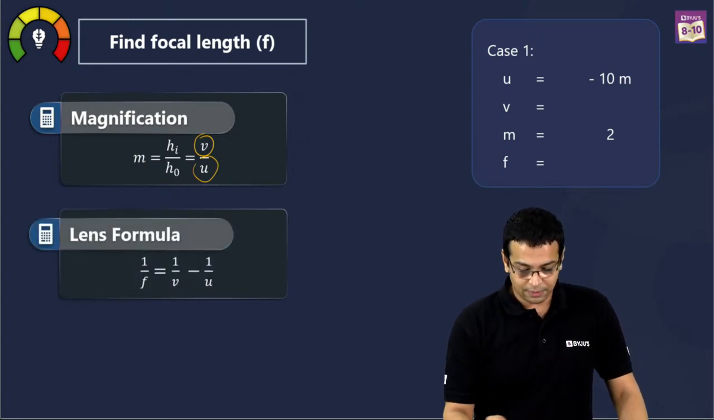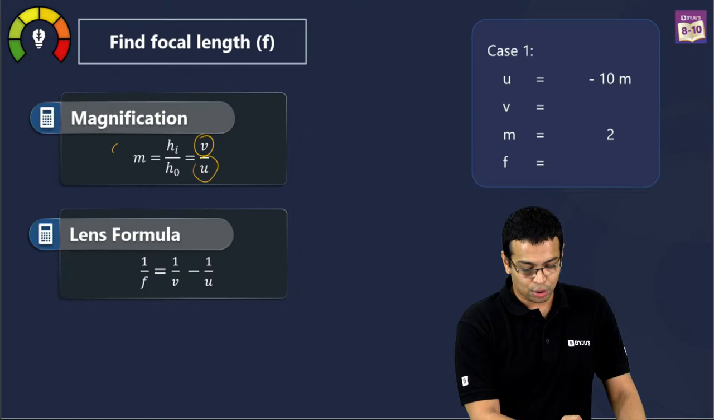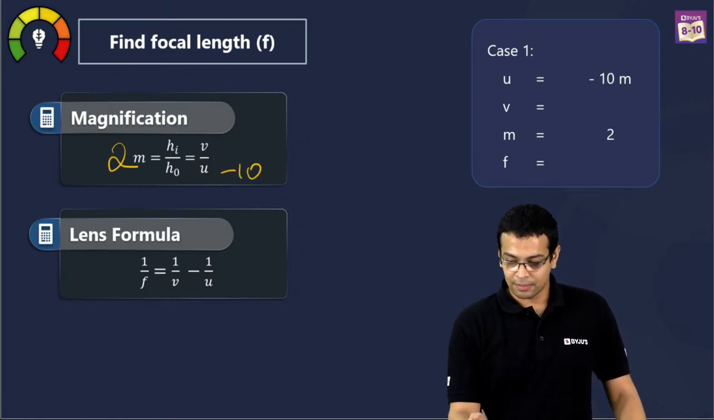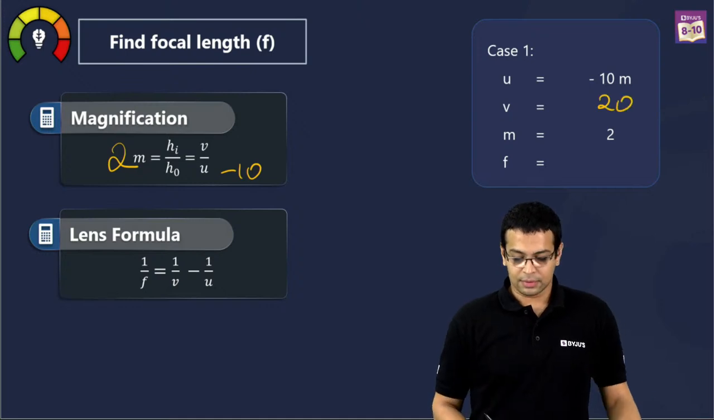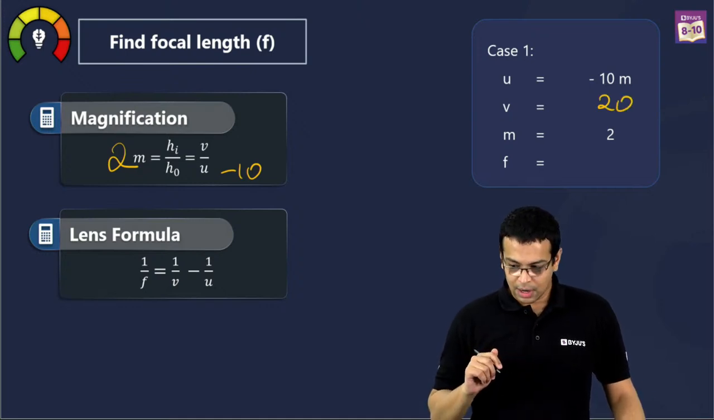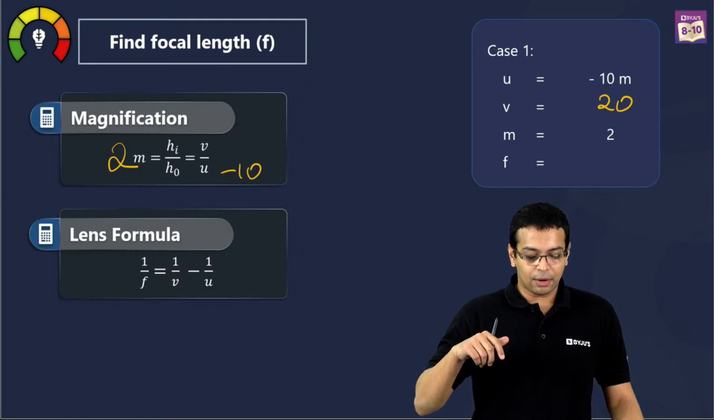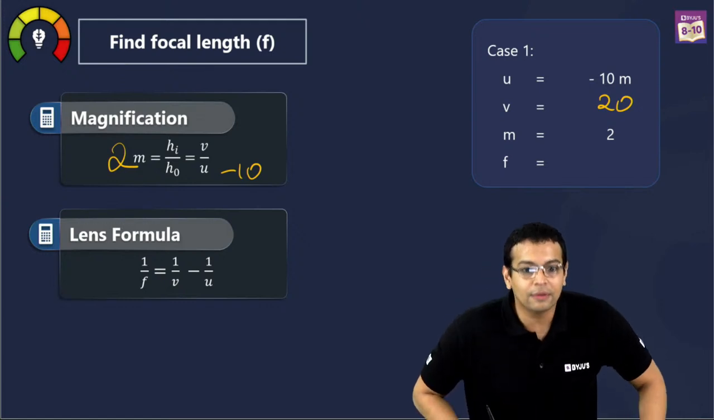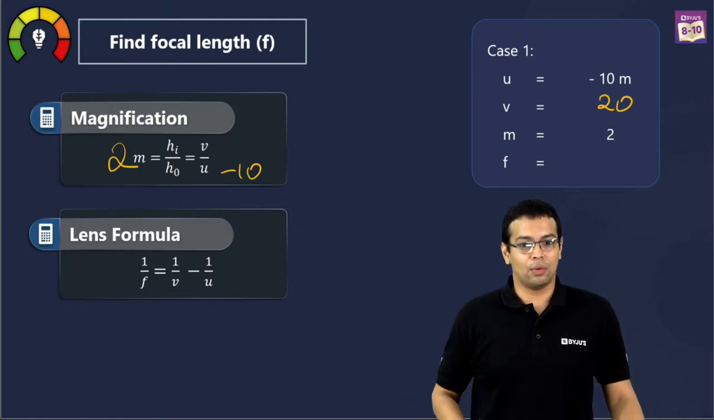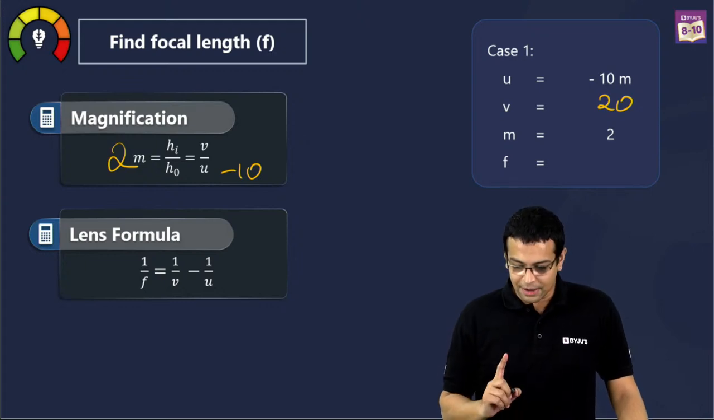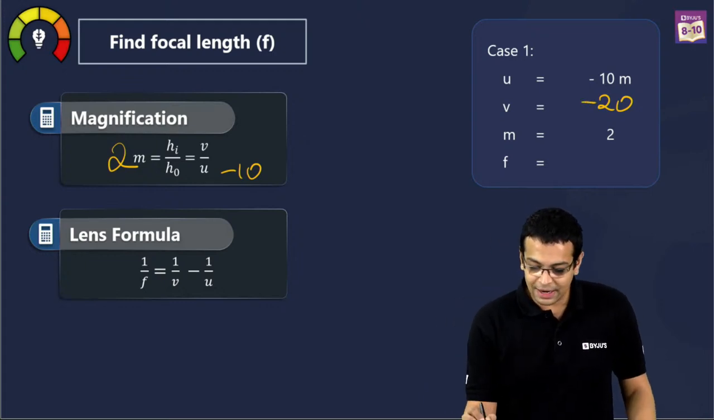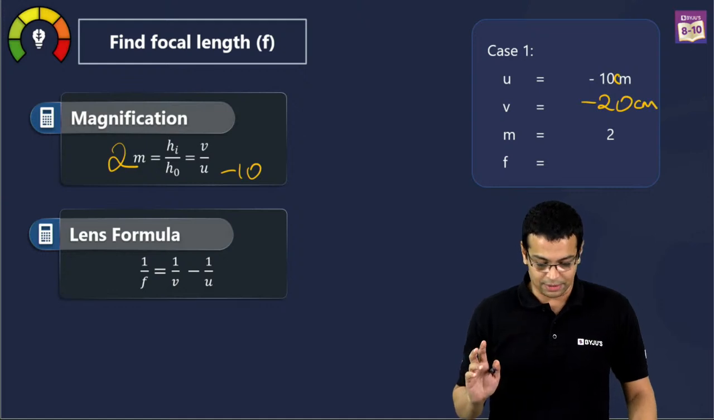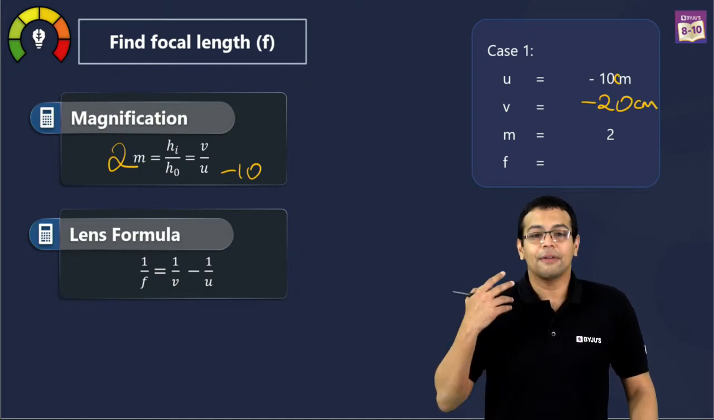I will use this equation to tell me that M is 2, U is negative 10. Therefore, V is going to become 20. Is that simple? Okay. Now, is that going to be positive 20 or negative 20? Simple stuff again. Think about it. V is going to be negative 20 and is not meter. This is centimeter. Okay. Now, using lens formula, I find the focal length.